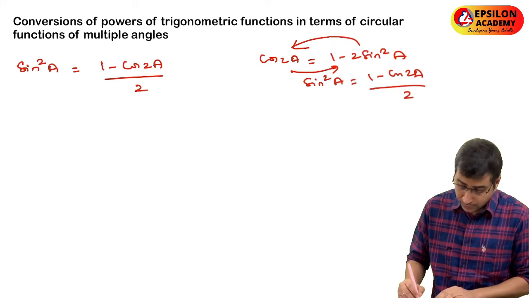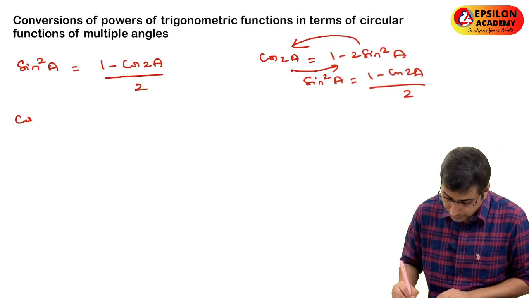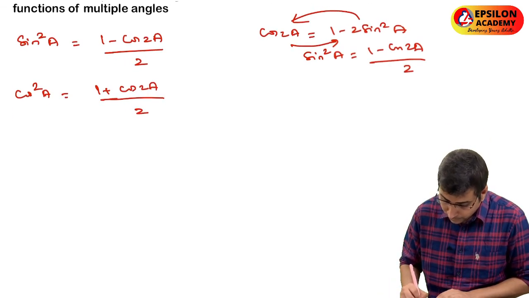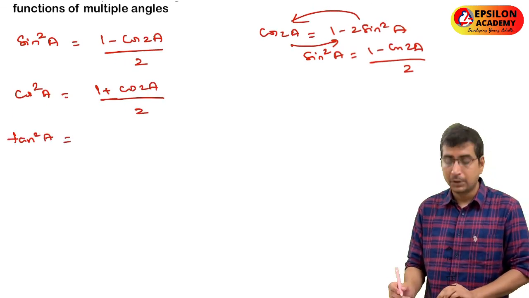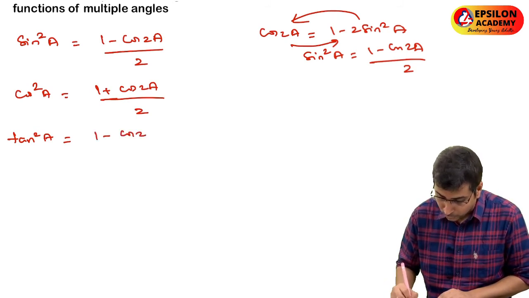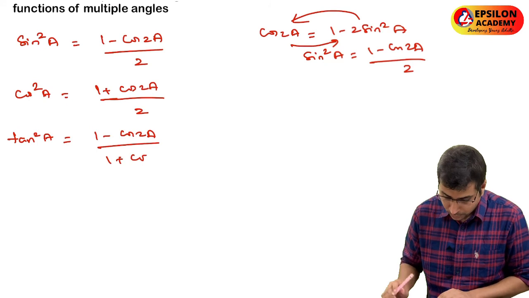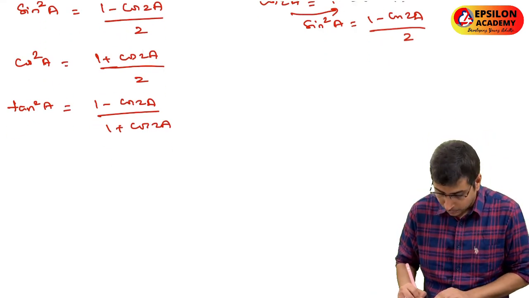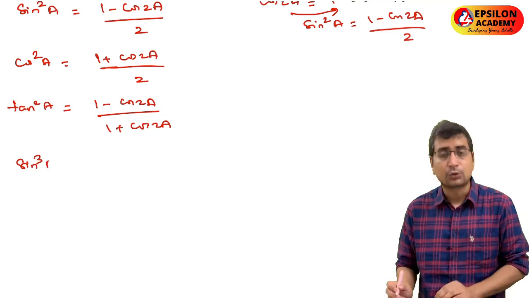In a similar context, if you see what is cos square a, that will be 1 plus cos 2a the whole divided by 2. Now, what is going to be the value of tan square a? So, tan square a can be written as dividing sin square a and cos square a, we will get 1 minus cos 2a divided by 1 plus cos 2a. The next is about a trigonometric function raised to the power 3.